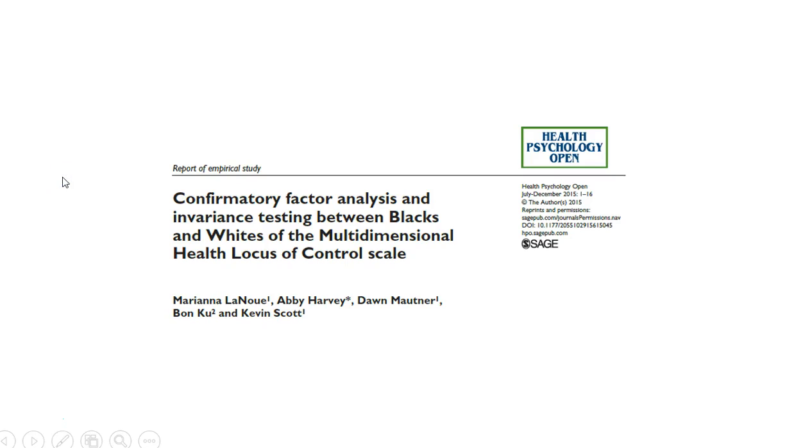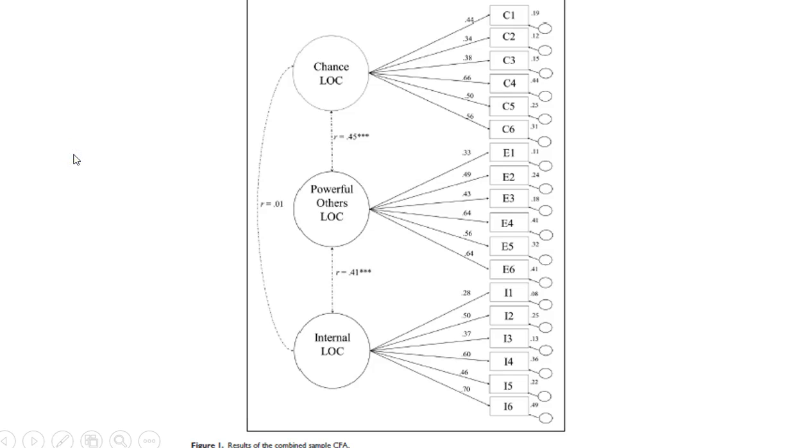Okay, so let's take a look at a couple of papers that I published over the last few years that are CFAs. So this is the multidimensional health locus of control scale, and this contains a confirmatory factor analysis of the scale, but it also contains invariance testing, which we're going to talk about next time. So there's really two things going on here, but I wanted us to be able to look in and think about the model. So here's the estimated model.